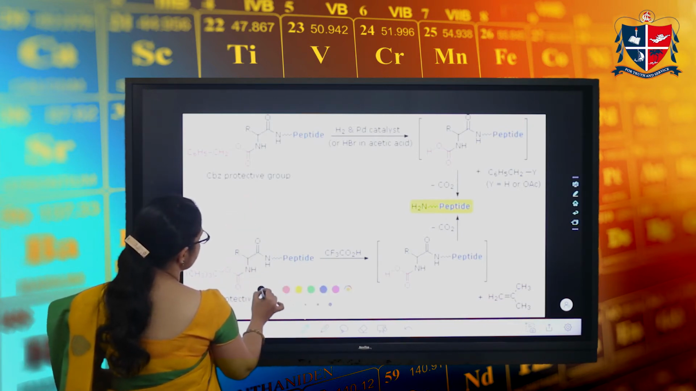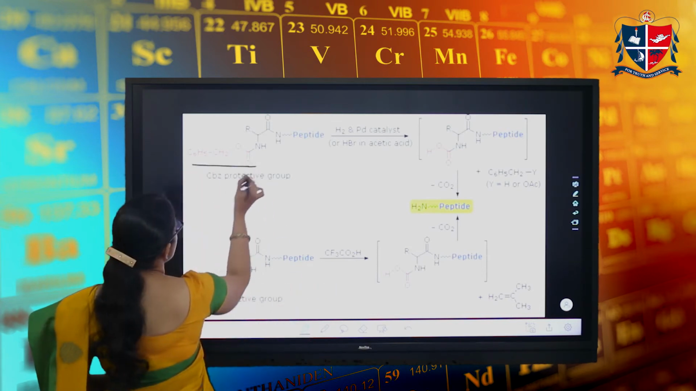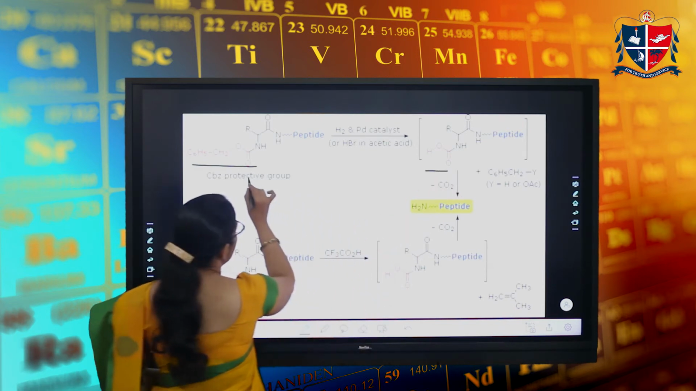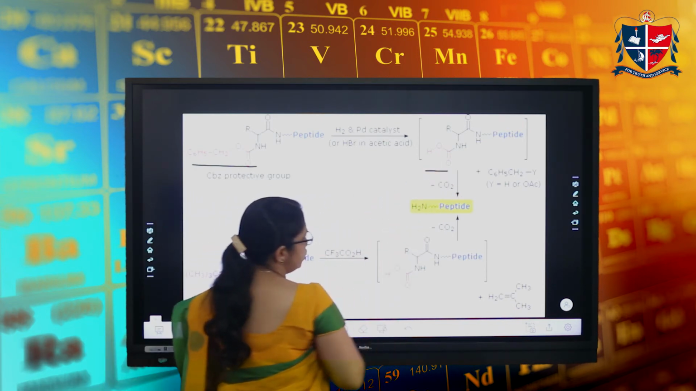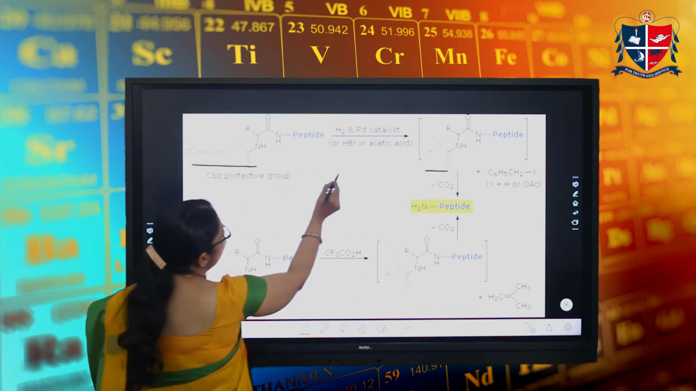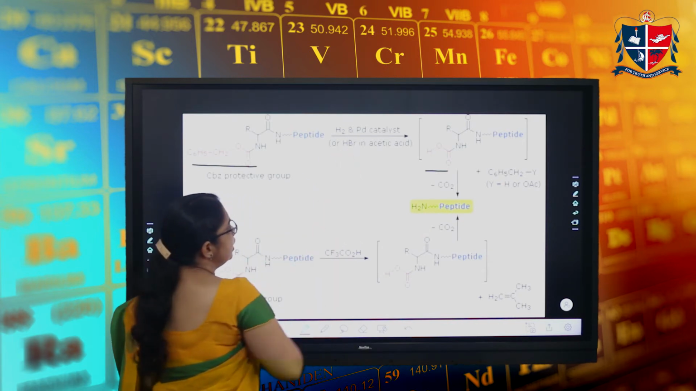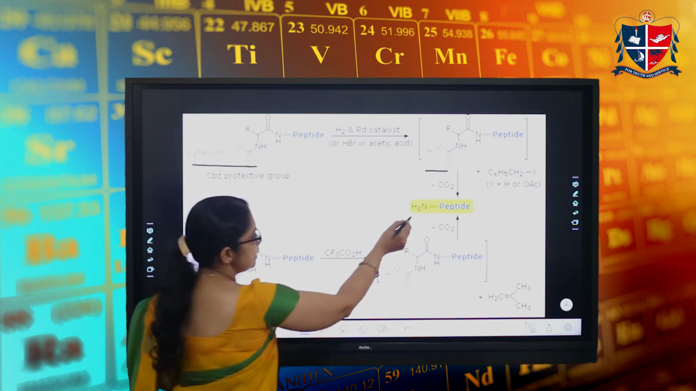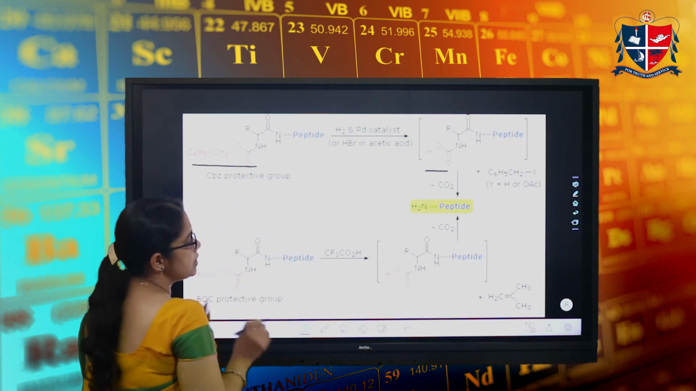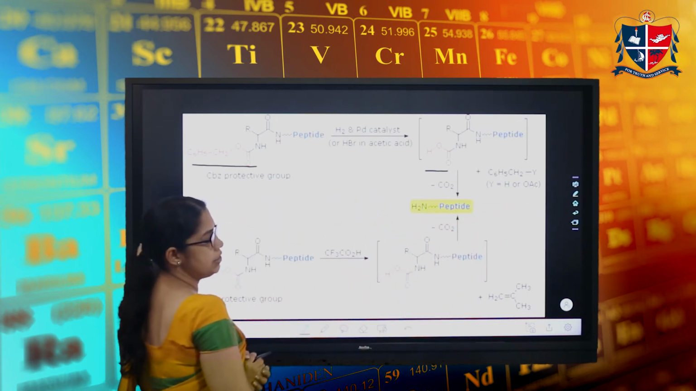This C6H5CH2OCO group is converted into this COOH group, that is a C double bond OH group, with the elimination of C6H5CH2Y. Y means whatever the reagent used. For example, if we are adopting the reduction, we will get the side product as C6H5CH3, or if we are using HBr in the presence of acetic acid, Y is OAc, that is OCOCH3.